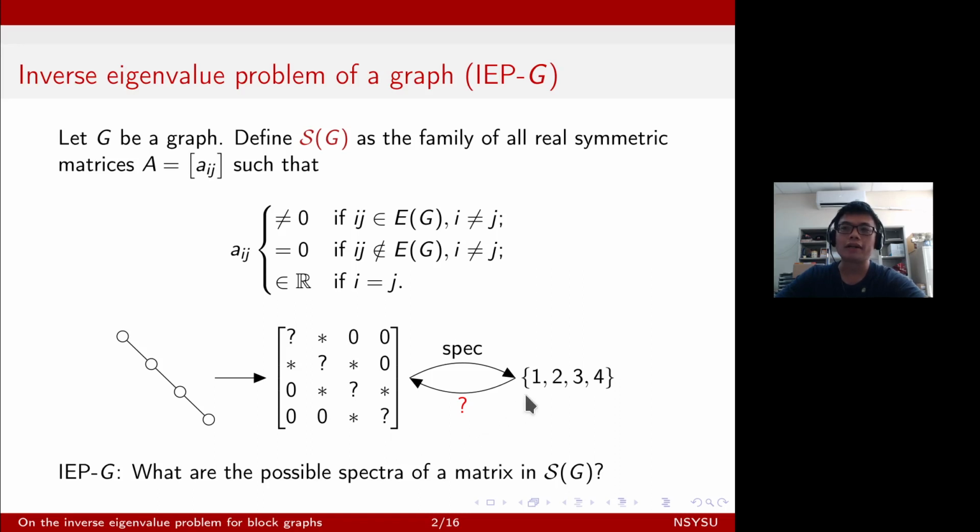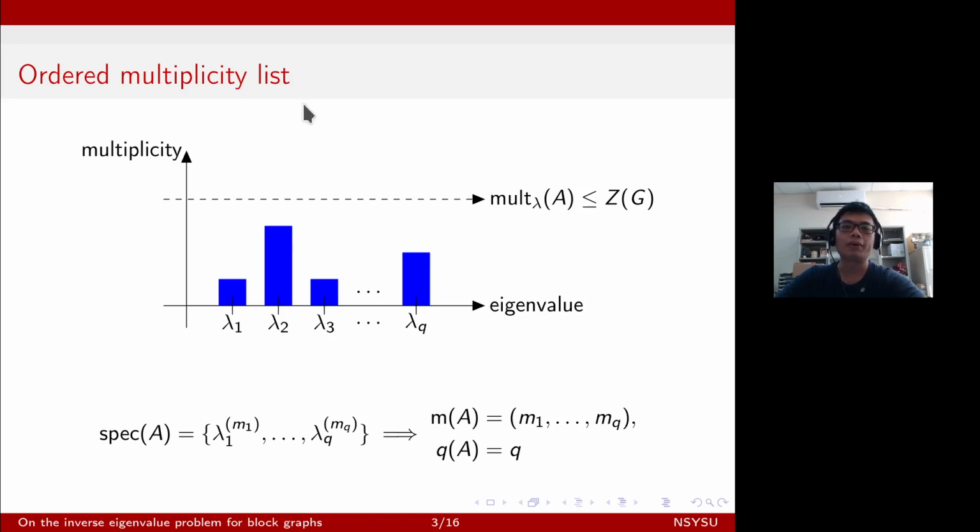It can be a bit hard because the real numbers have a lot of combinations. So we will use the ordered multiplicity list in some cases to simplify the question. It is just a notation. For a real symmetric matrix, the eigenvalues are always real and can be ranged from small to large. So suppose lambda 1 to lambda q are the eigenvalues from small to large, and we can record their multiplicities, m1, m2 up to mq. We call this sequence the ordered multiplicity list.